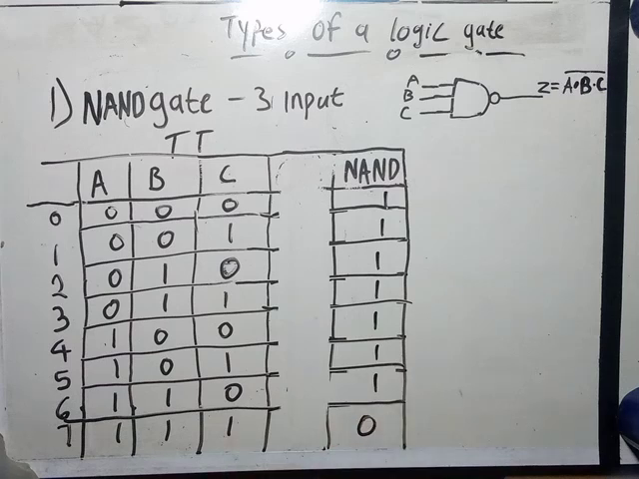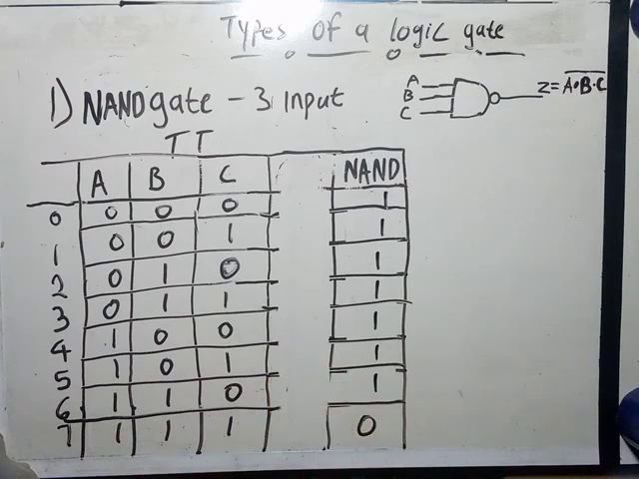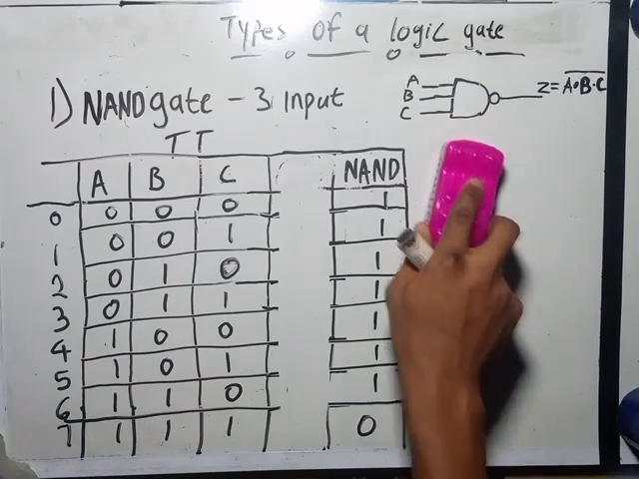So what it tells us is that so long as one of the inputs is low, the output will be what? High. But when all the inputs are high, our output will be low. So we are done with the universal gates.